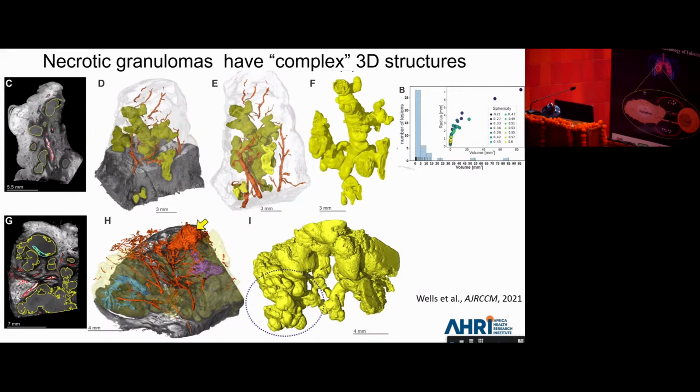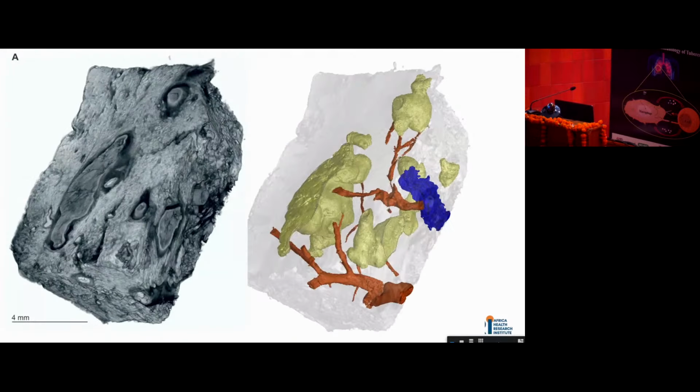So we moved on beyond this, and I'm going to go quickly through this. Again, on the left-hand side is a surface 3D rendering of a lesion. On the right-hand side, the yellow is the lesions. You can measure the distances of blood vessels or airways from the lesions, et cetera.